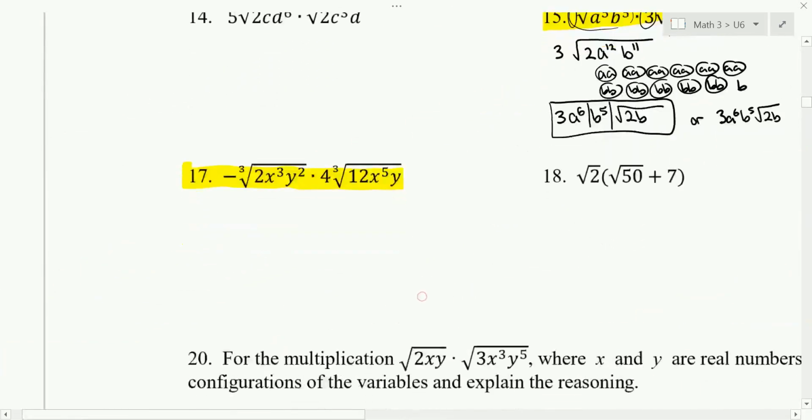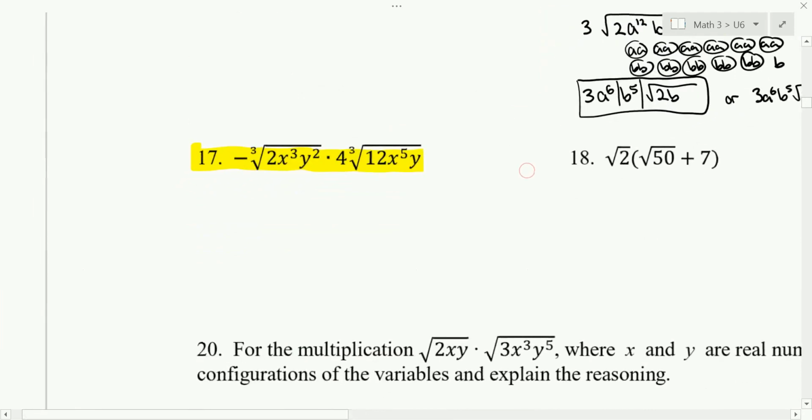Number 17, we have 2 cube roots. What's in front? We got a negative 1 times a 4, so that gives us negative 4. And then the cube root of 2 times 12, 24. X to the 3rd times x to the 5th, x to the 8th. You add those exponents. Y squared times y, which is y to the 3rd.